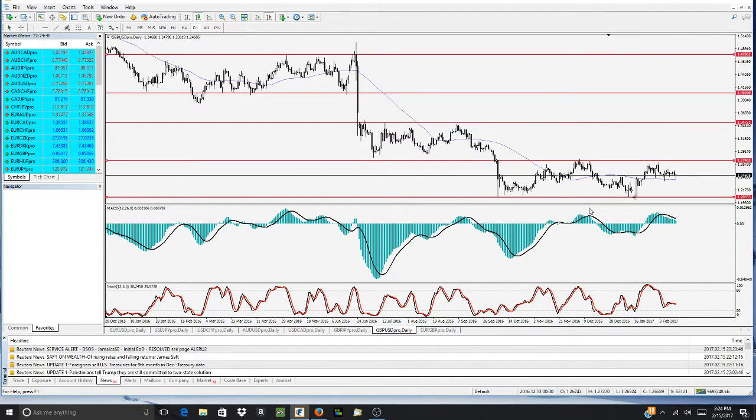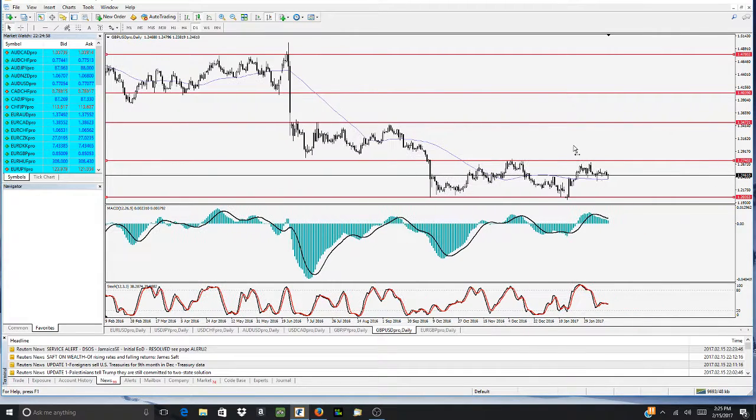So I'm waiting on this one right here. This looks like it's another channel that's forming, but it's still right there in that middle. So I'm waiting for something to happen here. Might take a few weeks, it might take a month, but I'm definitely keeping an eye on this Pound USD.